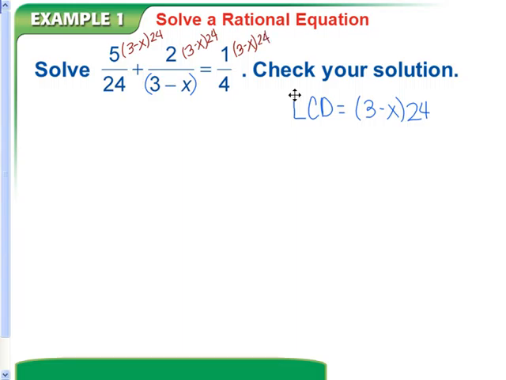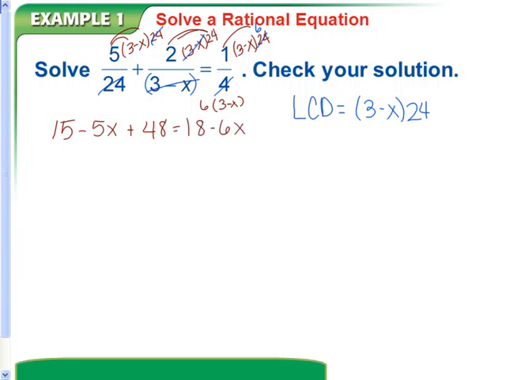And then we start canceling. So 24's cancel. The next one, 3 minus x cancels. The next one we could cancel out a 6. So on the top of the first one we need to distribute. So 15 minus 5x plus the second one we have 2 times 24, so 48. And then the next one we do 1 times 6 and distribute that in. So we're really doing 6 times x minus 3. So 18 minus 6x.